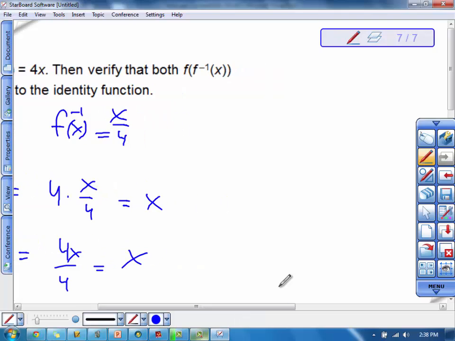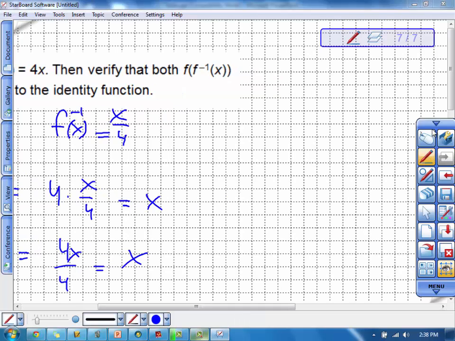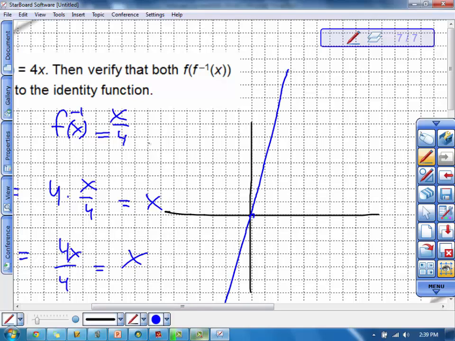Also, if you graph these lines, y equals 4x is the line that goes through 0, has a slope up 4 over 1, so that line looks like this. And then this inverse, x over 4, looks like this in red. It has a slope of 1/4, so it goes up 1 over 4. So what you notice is that these two lines right here are reflections over this green line, y equals x.